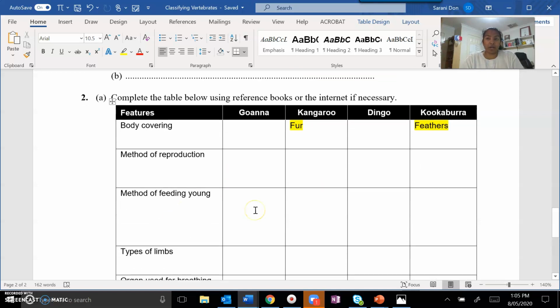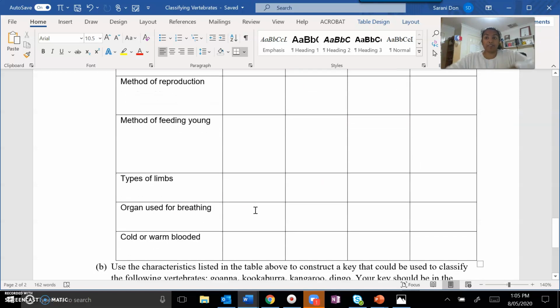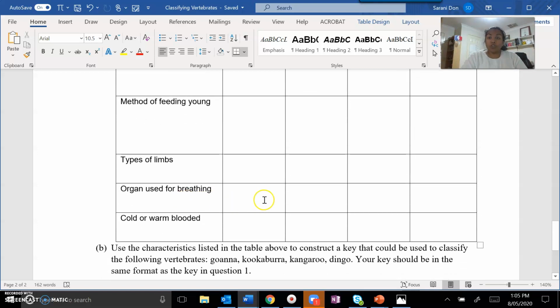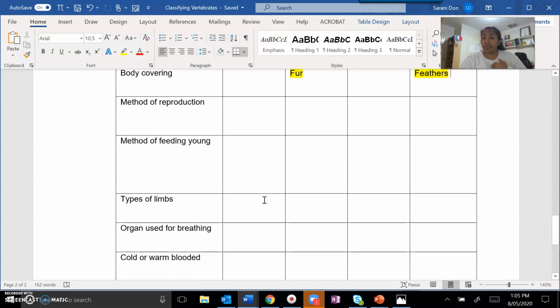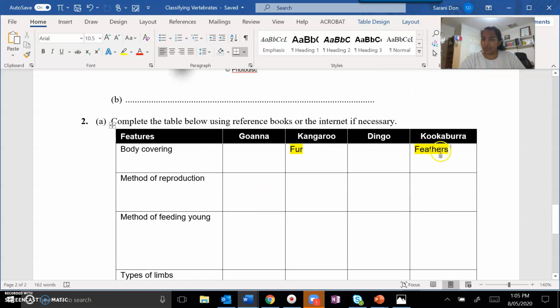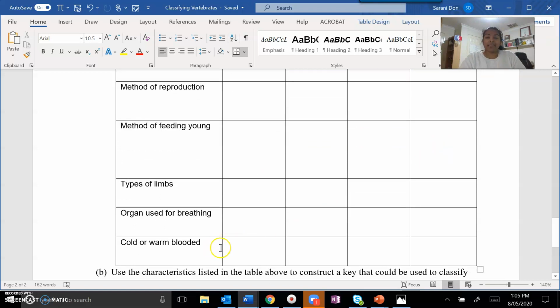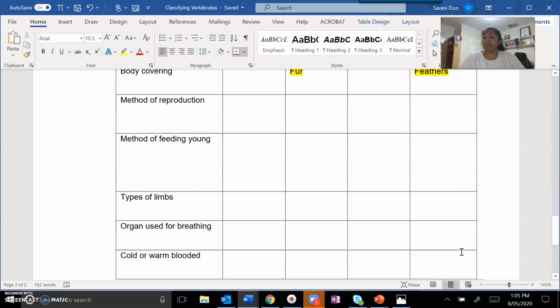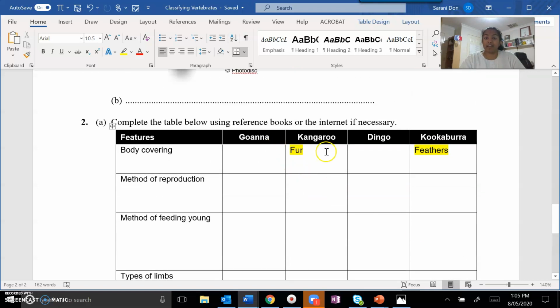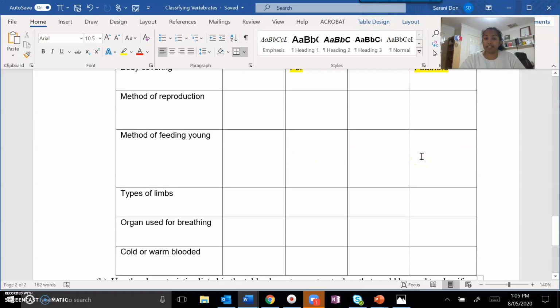Types of limbs. So what kind of limbs does it have? So limbs means obviously arms, legs, etc. Organ used for breathing. So that's interesting. So I'm guessing the organ we use for breathing is obviously lungs. So what do these animals use to breathe? And is it cold or warm-blooded? So if you don't know what those means, have a research of what cold-blooded means and what warm-blooded means, and then identify what each of these animals are.